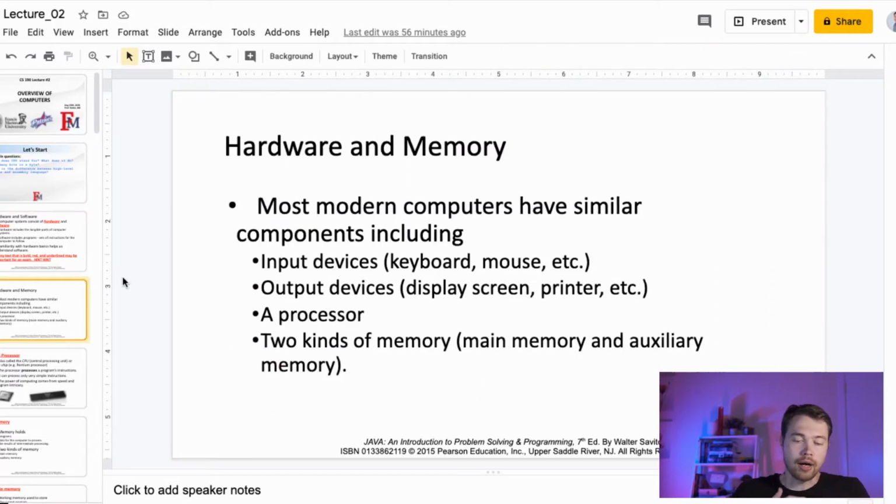Moving on. Hardware and memory. Most modern computers have similar components, and they usually include input devices, such as keyboard, mouse, microphone, and output devices, a display screen, printer, a processor, and two kinds of memory. So there are two kinds of memory. One of them is called main memory. The other one is called auxiliary memory.